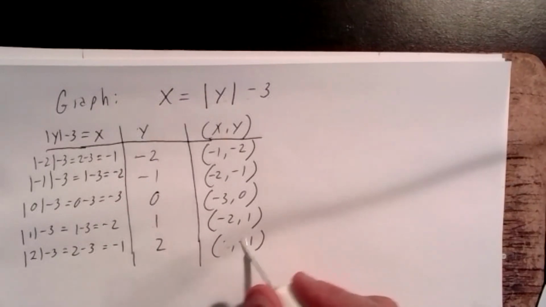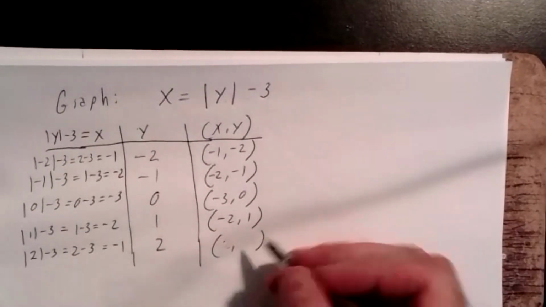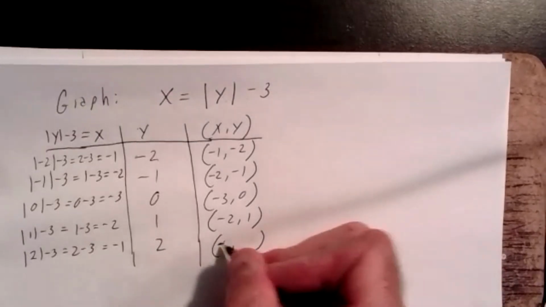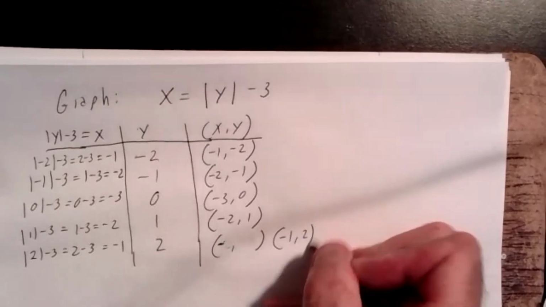So be careful when your equations solve for y in terms of x versus x in terms of y. Be careful how you're coming up with these points here. So -1, 2 would lie on the graph.